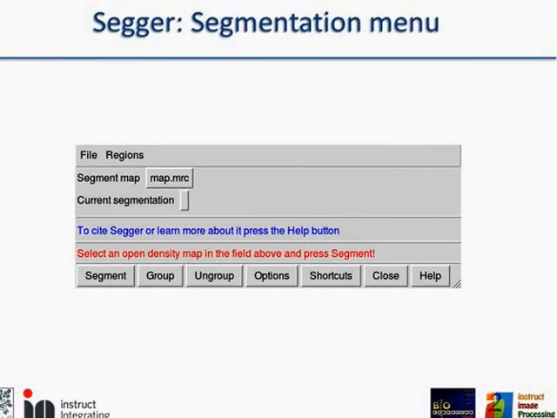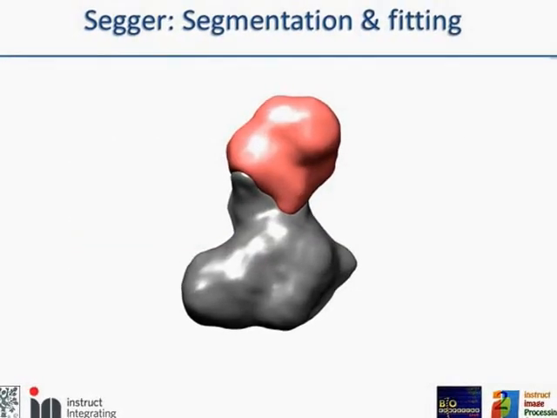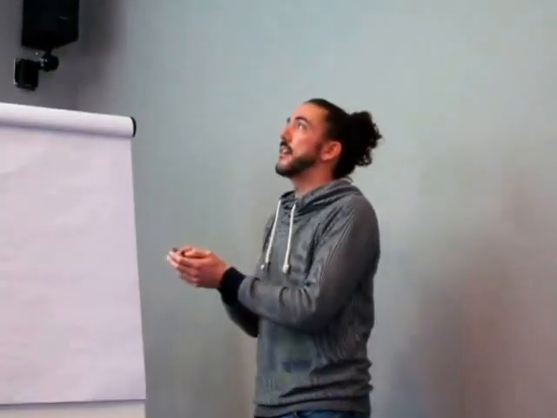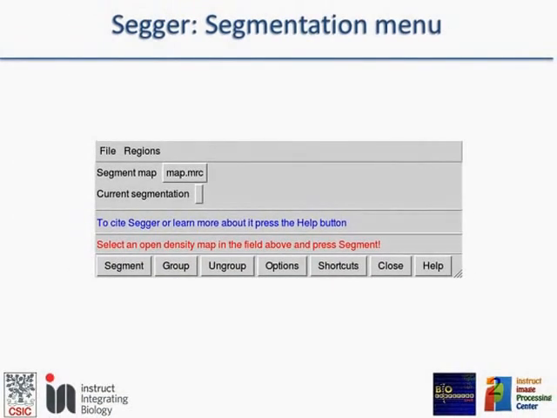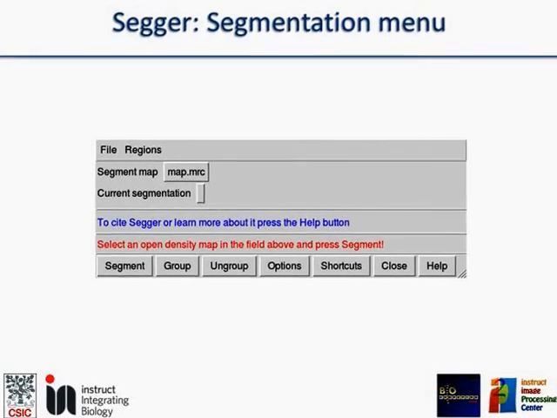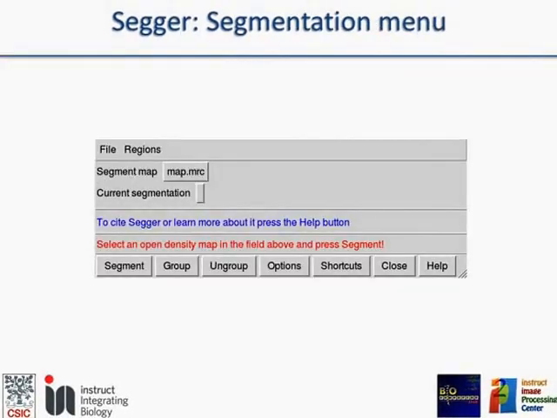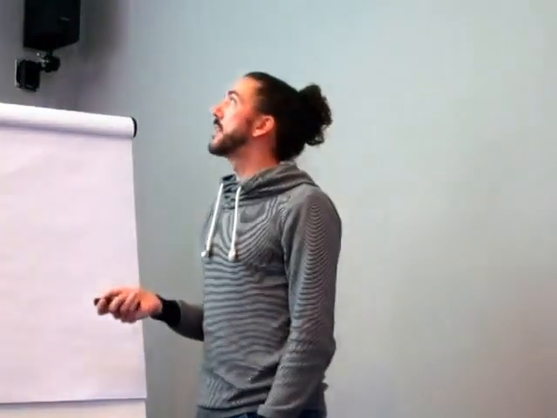By clicking Segment, we will get something like this. Segger thinks that we have two parts of this map, this region and this other region. Of course, we need to fit four structures here, so this is not enough for us. But as you can see, here we have two options, group and ungroup. So in fact, we can divide these two pieces into smaller pieces. But how does this method work?